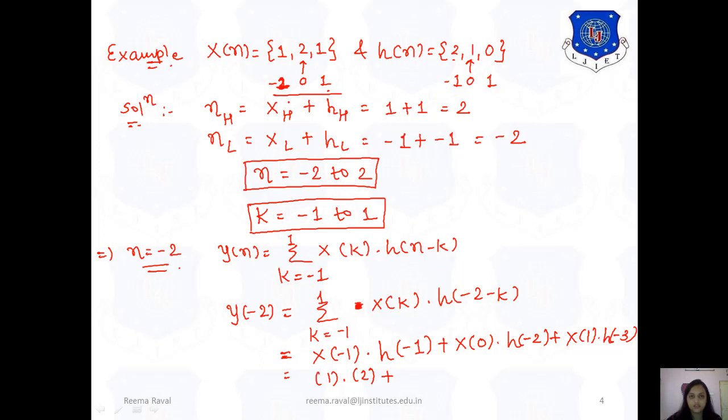plus x of 0. X of 0 is 2 and h of minus 2 is not there. So it will be 0. So 2 into 0 plus x of 1 is 1 and h of minus 3 is not given, so it is 0. So y of minus 2 is 2, right? Okay. Similarly, now we will take n equals to minus 1 with the range k equals to minus 1 to 1. Okay.